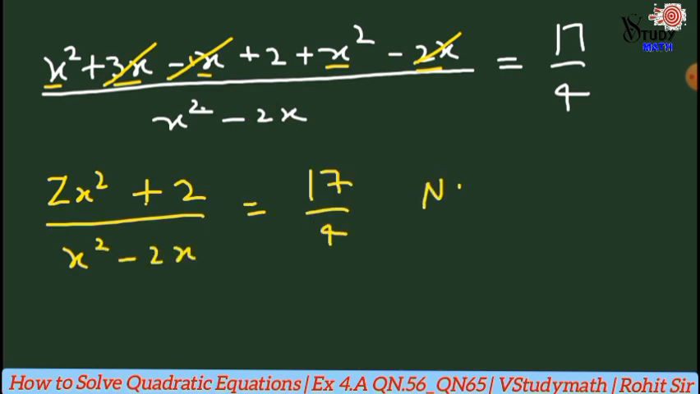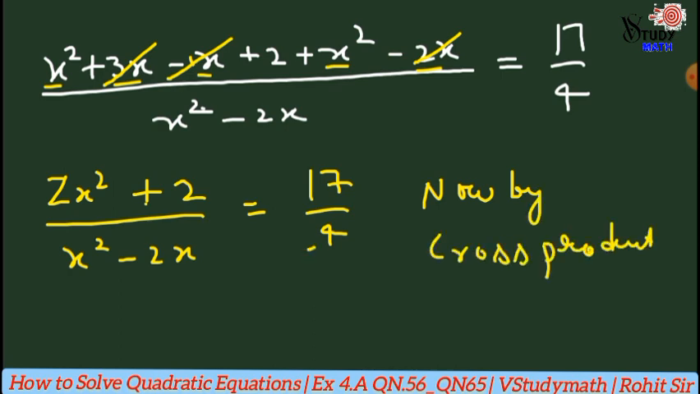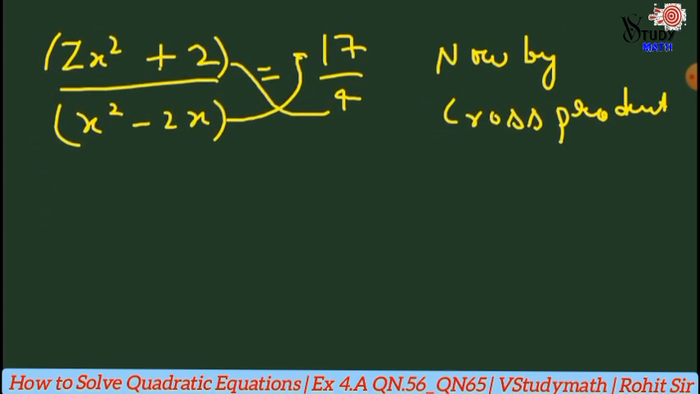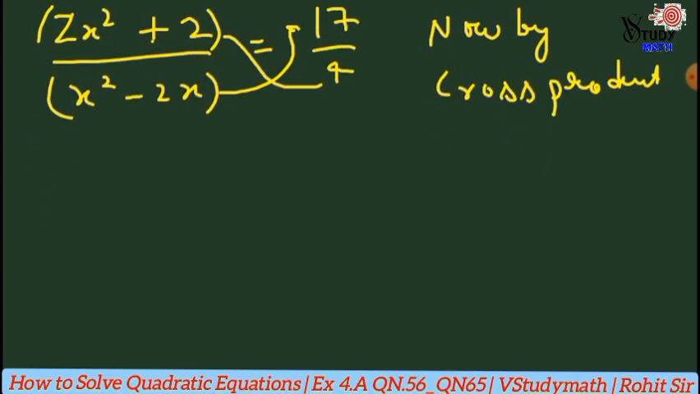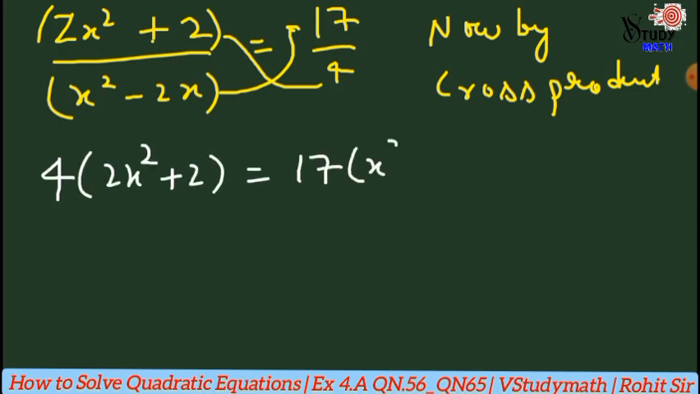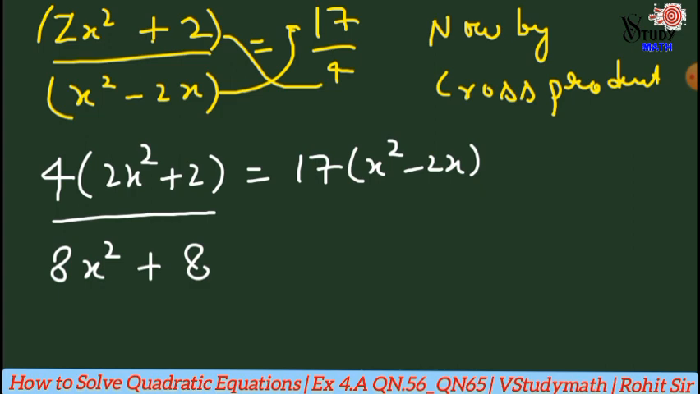Now by cross product. Apply here cross product. This 4 is going to multiply this bracket and this 17 is going to multiply this. Now apply it. So we have 4 multiplied by 2x square plus 2 is equal to 17 times x square minus 2x. Now here we apply the distributive law over multiplication.